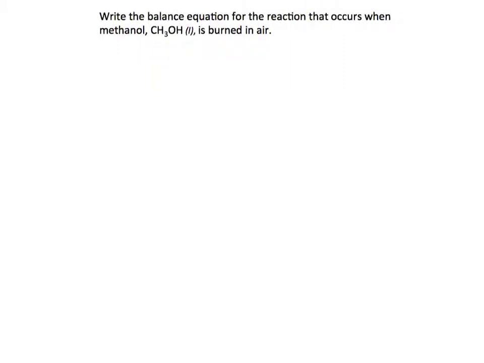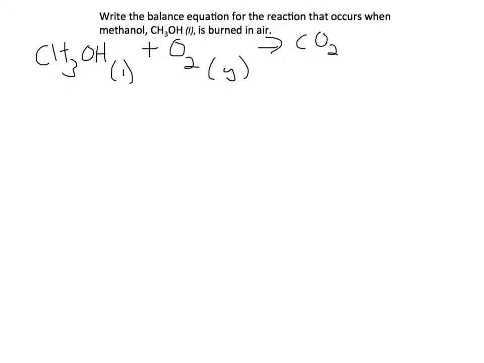So practice problem 3.4 just says write the balanced equation for the reaction that occurs when methanol is burned in air. And so the first thing is, we know this is a combustion reaction, so we have CH3OH, which we know is a liquid, and we're reacting that with the oxygen in the air, which is going to be a gas, and that's going to produce carbon dioxide and water. So we have CO2, which is a gas, plus H2O.